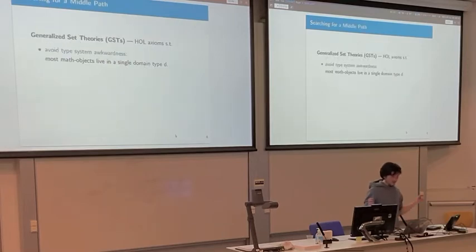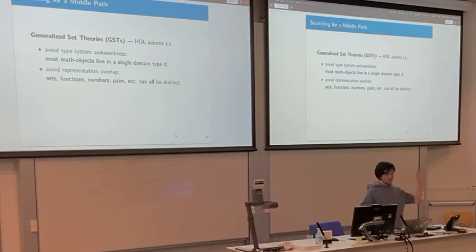So how do we find a middle way in between these two options? Generalized set theories, which are just HOL specifications of axioms that avoid your type system awkwardness by stuffing all of your math objects into one domain type D, like you would have in ZF. They avoid the representation overlap by having sets, functions, numbers, pairs, all as distinct objects.